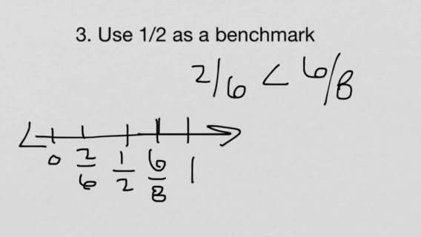Use half as a benchmark to compare our fractions. When we have 2/6 compared to 6/8 and we write out a number line, we can see that 2/6 falls before 1/2 and 6/8 falls after. So that would make 2/6 less than 6/8.